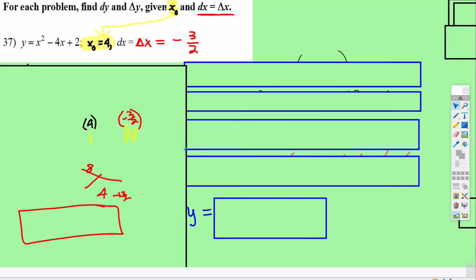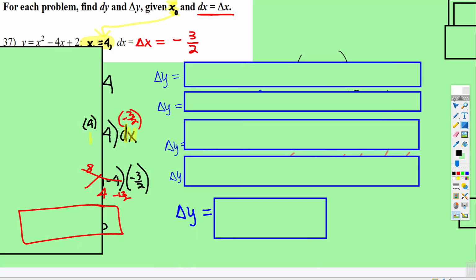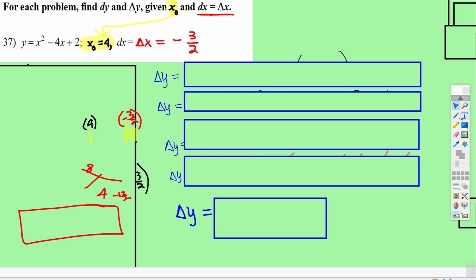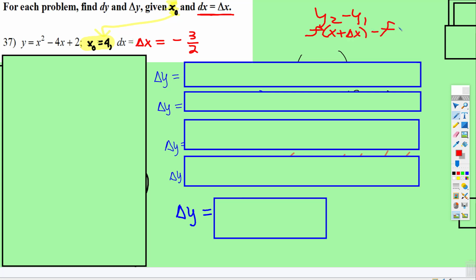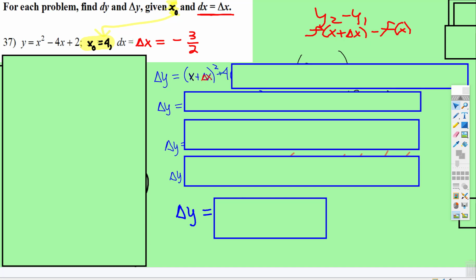Now let's go ahead and find the numerical value of delta y. Cover all this up. Okay, so delta y is everywhere there's an x. Remember, delta y is y2 minus y1, or another way, f of x plus delta x minus f of x. In the last video, I showed why those two mean the same thing if you're not familiar with that. Okay, so we have x plus delta x squared, minus 4 times x plus delta x plus 2. And now we subtract the original function.